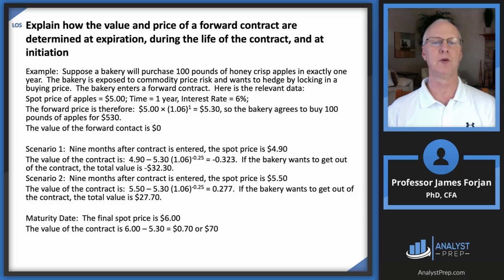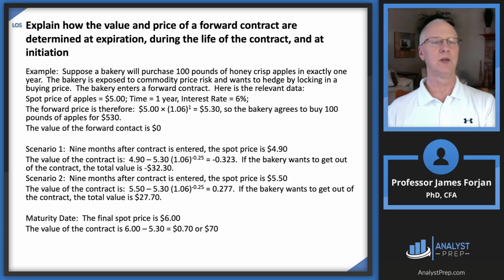All right, so let's suppose there's a forward contract and have the same details from a previous slide. Spot price is $5, time is 1 year, and then the risk-free rate is 6%. So the forward price then is the $5 times 1.06 raised to the first power, which is a future value, right? So that's $5.30. And so the bakery agrees to buy 100 pounds of apples for $530. In 1 year, no money changes hands, value of the contract is 0.